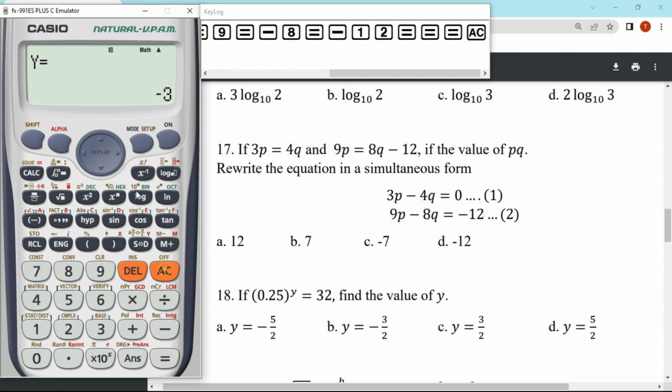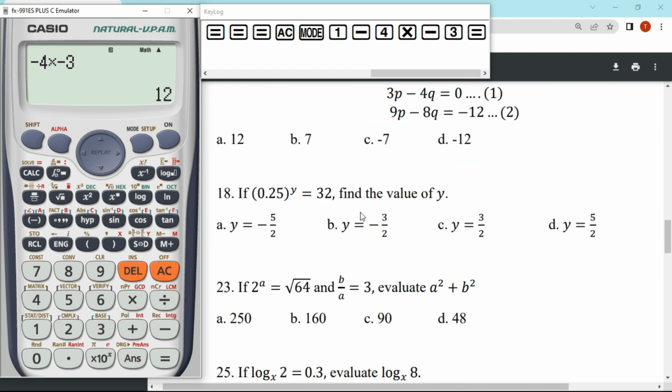So all that you have to do now is to go back and multiply. So you have -4 multiplied by -3, and this gives us 12. So our answer here is A. Now let's move to question 18.